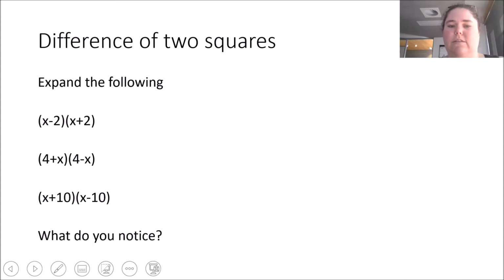The difference of two squares. That is another one of our factorising sort of things. This one's quite special though. So we're going to start with expanding to see if we can see what's going on.